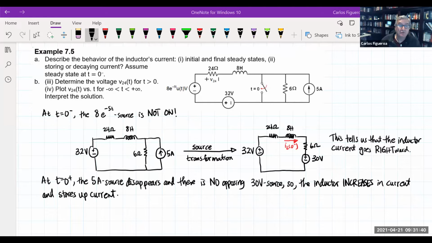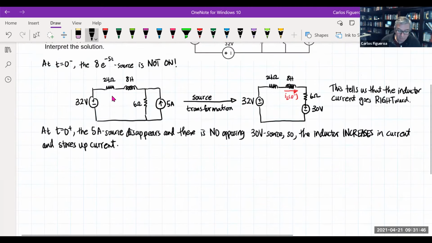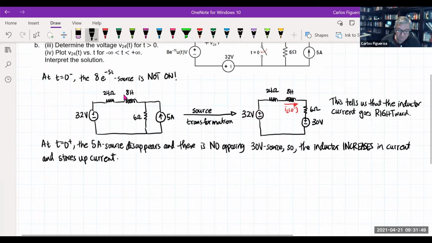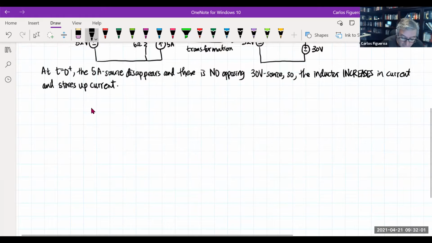So what we want to do here is go in and get the complete response. We're going to look for this 24 ohm resistor, which, you can see, is in series with the inductor. So therefore, we expect no discontinuity in the 24 ohm resistor. So let's go through the process then. Okay, here we go.